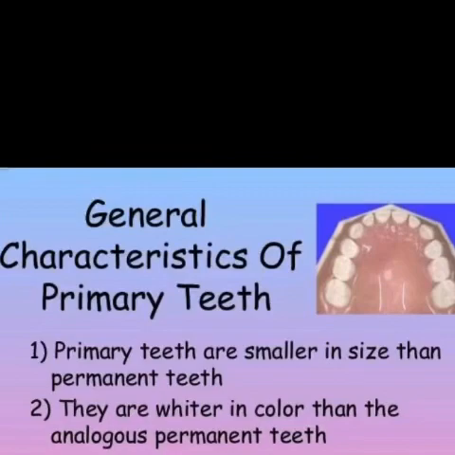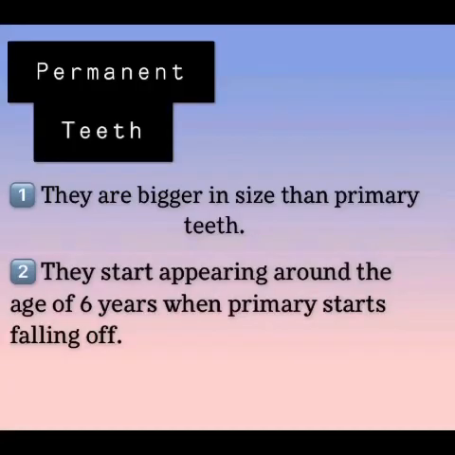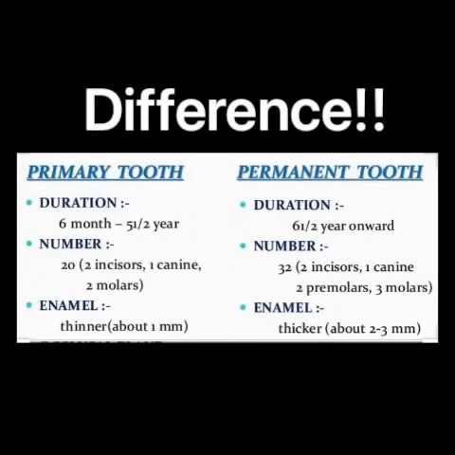Primary teeth are smaller in size and they are white. Permanent teeth are bigger in size and they start appearing around the age of 6 years. And once they fall, they never grow back. This is one thing that you have to remember about permanent teeth. So here is the difference, children. Go through the difference. It's very easy.